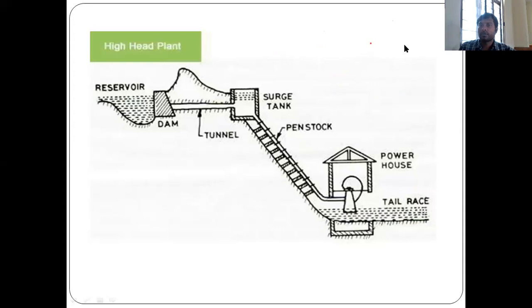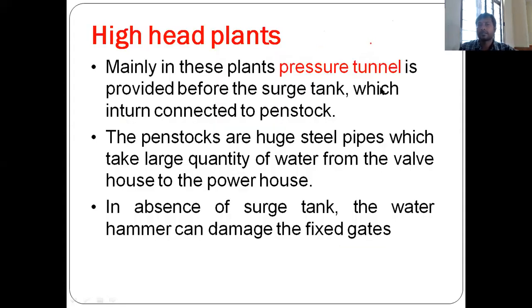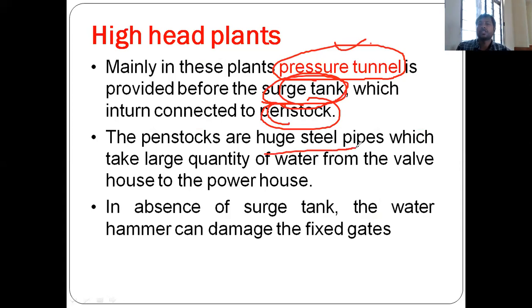So what are the points to remember in the high head power plant? Here, an extra tunnel is provided before the surge tank and connected to the penstock. You can observe the tunnel before the surge tank and penstock, and steel pipes are used for the large capacity of water flow. The penstock is made with steel.